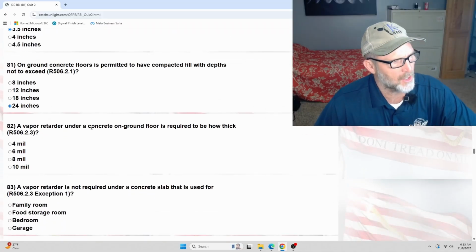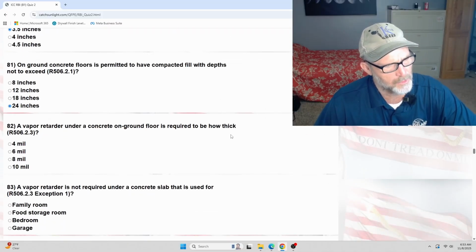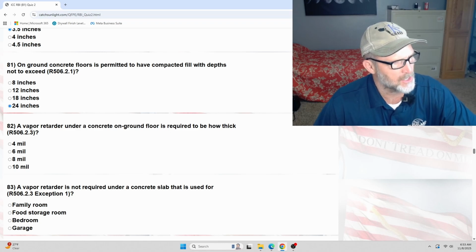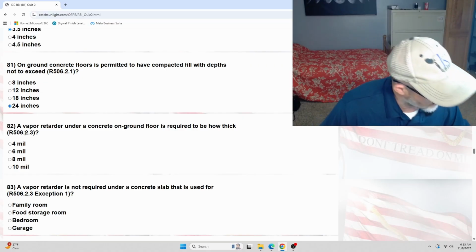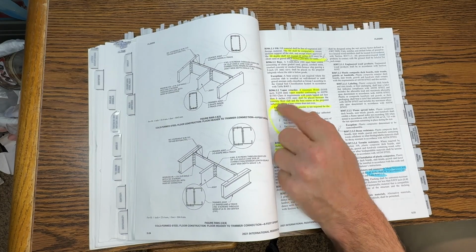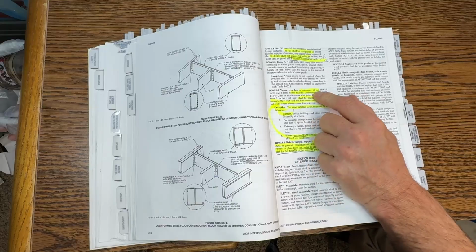All right, a vapor retarder, 82. A vapor retarder under a concrete on-ground floor is required to be how thick? So this is under concrete. It is a floor. How thick does it need to be? R506.2.3. What it says here is a minimum 10 mil vapor retarder right there.